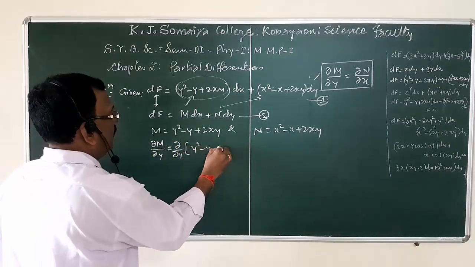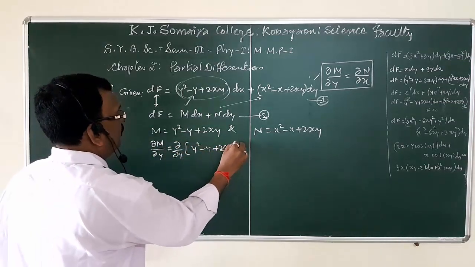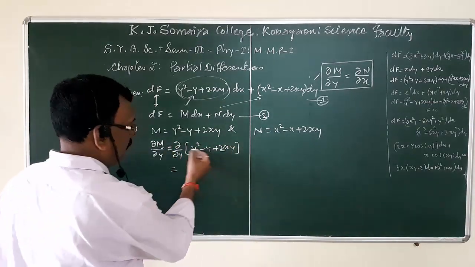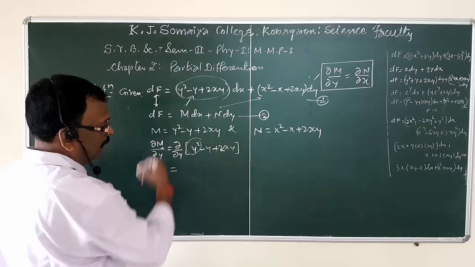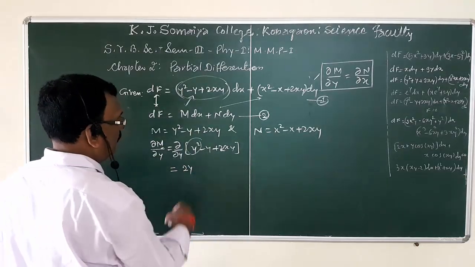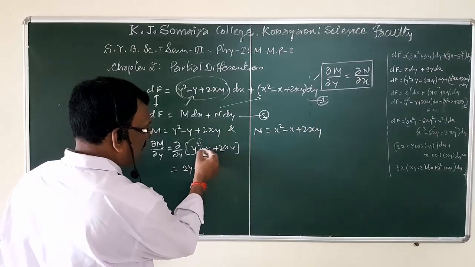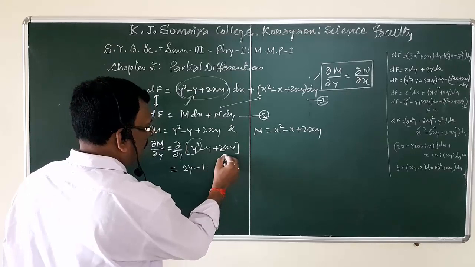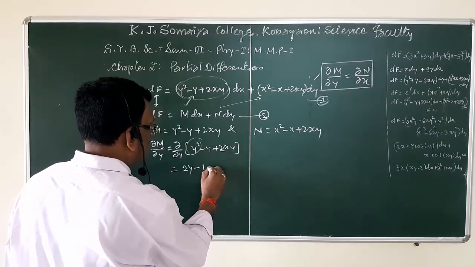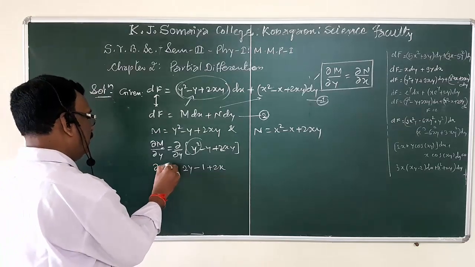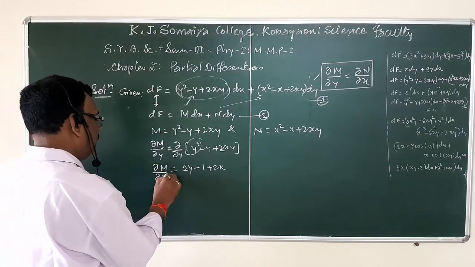y square minus y plus 2xy is the value of this M. Solve this differentiation: the differentiation of y square with respect to y is 2y, the differentiation of minus y is minus 1, and the differentiation of this term, 2xy, with respect to y is 2x. This is the value of the differentiation of M with respect to y.